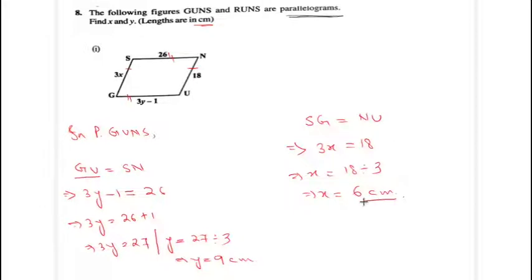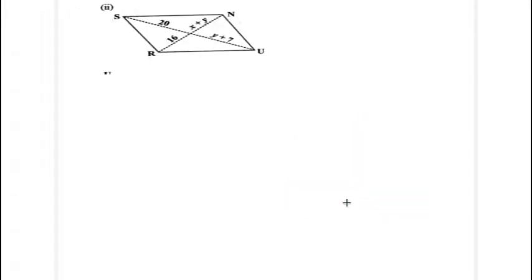Okay, this is very easy. We just have to use the properties of a parallelogram. Okay, move to the next one. See, number 2, here diagonals are given and the main focus is on diagonals only. As it is given RUNS is a parallelogram, and we know a property of a parallelogram, that diagonals bisect each other. Now let us name this point of intersection as O.